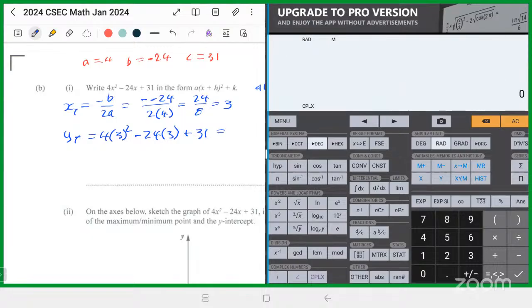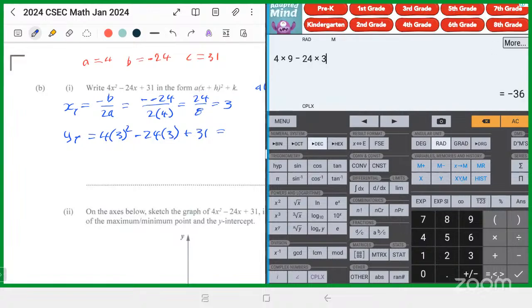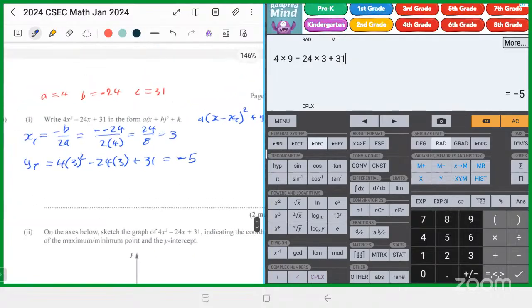That is 4 times 9, because the 3 squared is 9. So it's 4 times 9, which is 36. Then you're going to be minusing 24 times 3, and you're going to be adding 31. That's negative 5. Minus 5. And the a is this 4.